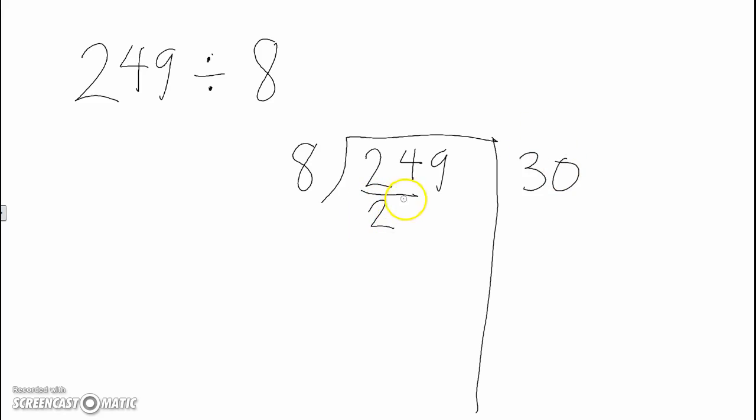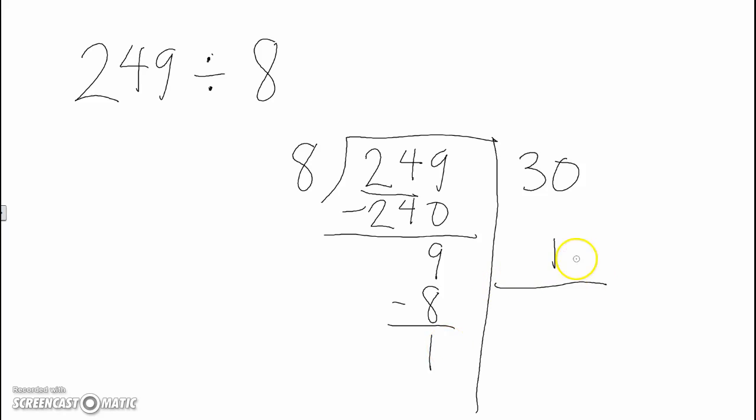So we get 240, and we subtract. 249 minus 240 will equal 9. How many times does 8 go into 9? It'll go in 1 time. 1 times 8 equals 8. I subtract. I get 1. I can't take any more groups of 8 out of 1, so that will be my remainder. Let's solve here. Find out what my quotient is. 30 plus 1 is 31. And I still got to remember that I have my remainder of 1.